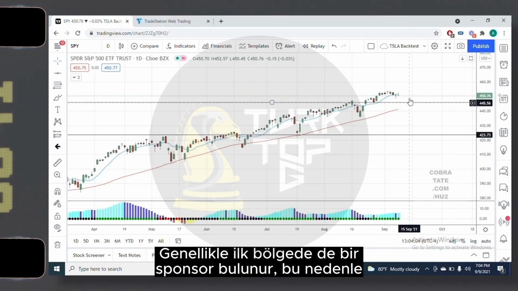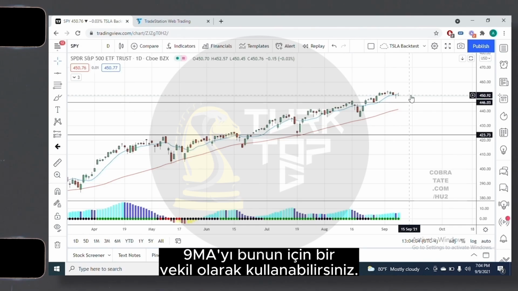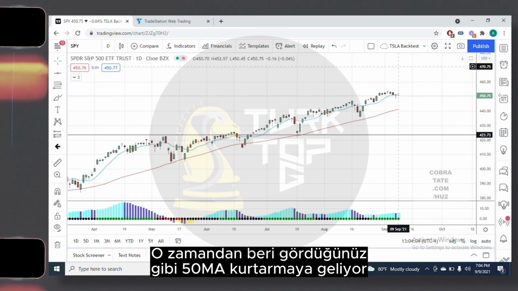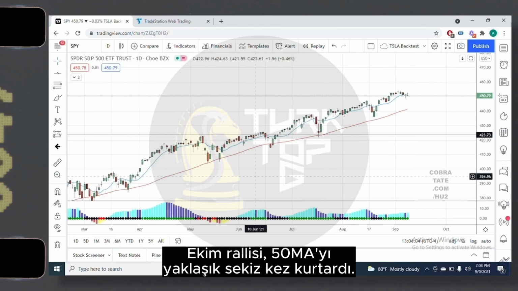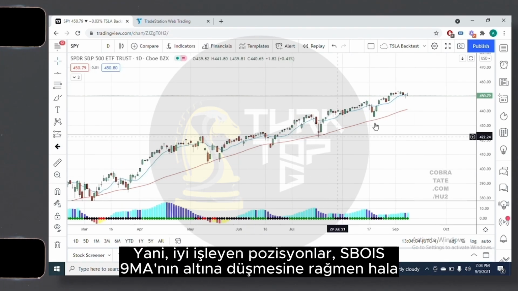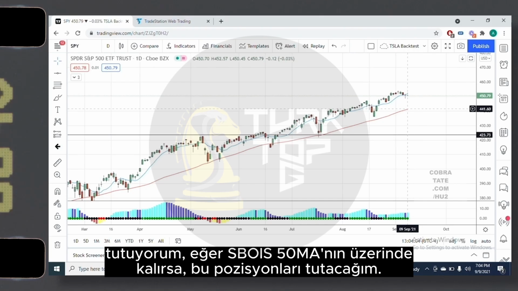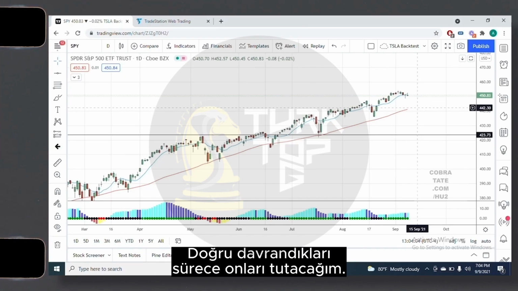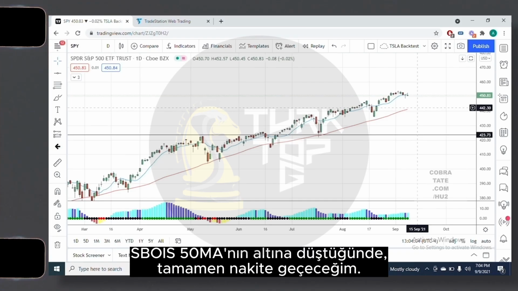So once price falls below the 9 MA, I get less aggressive. It usually corresponds with the first zone as well, so you can use the 9 MA as a proxy for it, right? After that, more often than not, the 50 MA comes to the rescue. As you have seen since October, in the rally, the 50 MA has saved it about 8 times. So the positions that were working fine, even though SPY fell below the 9 MA, that I am still holding, if SPY stays above the 50 MA, I will keep those positions, unless they break the trend structure. As long as they're acting right, I will keep them. Once they stop acting right? Once SPY falls below the 50 MA, I will move to all cash.